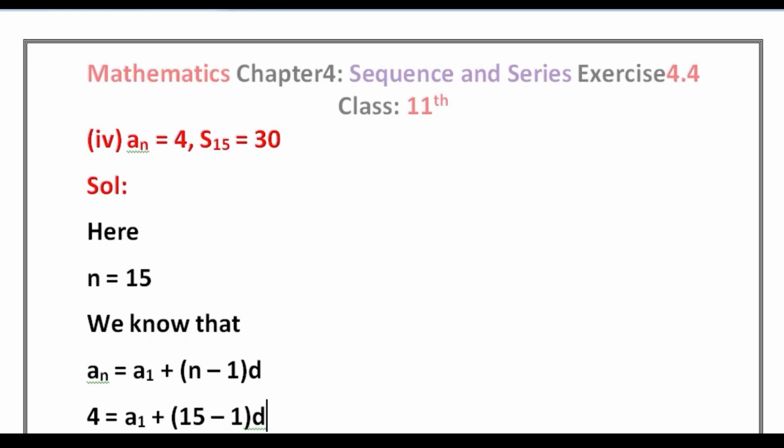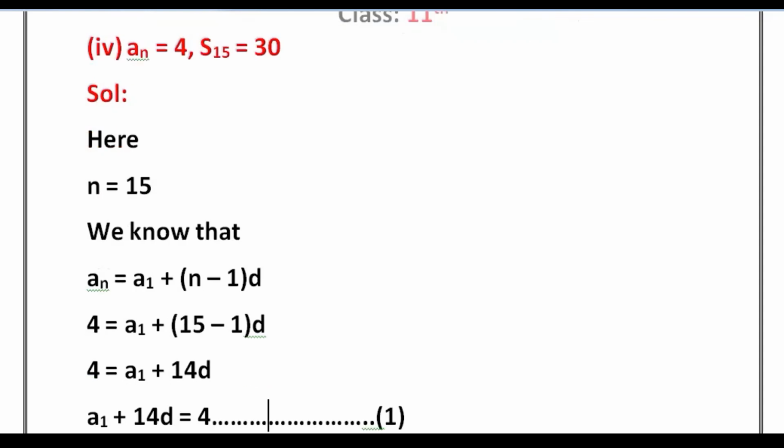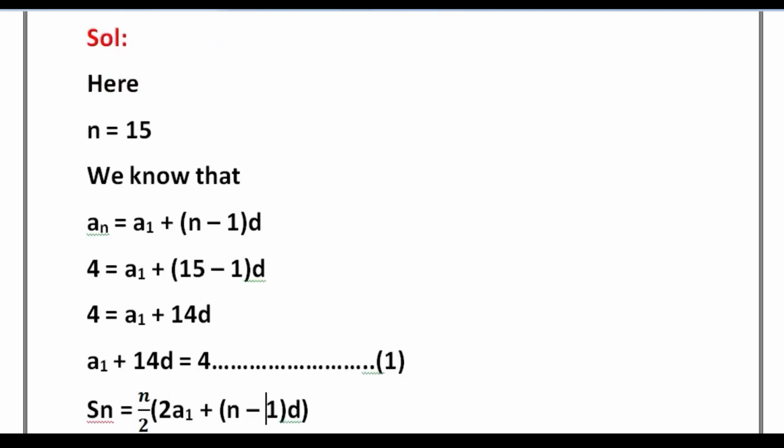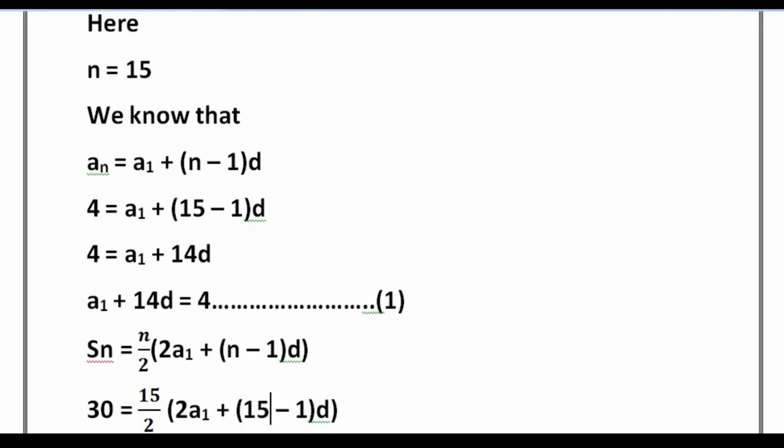So a9 is equal to 57. Next, part number 4, that is an is equal to 4, S15 is equal to 30. Here n is equal to 15. We know that in an arithmetic progression, an is equal to a1 plus (n minus 1) into d. So the value of an is 4, equal to a1 plus, with n equal to 15, 15 minus 1 into d. So 4 is equal to a1 plus 14d. So a1 plus 14d is equal to 4.